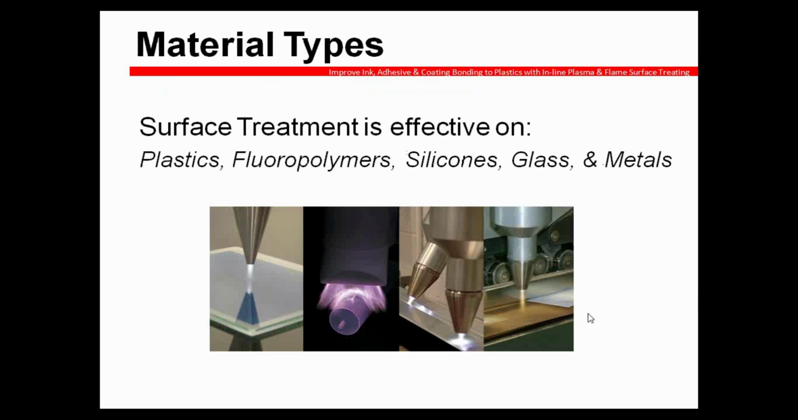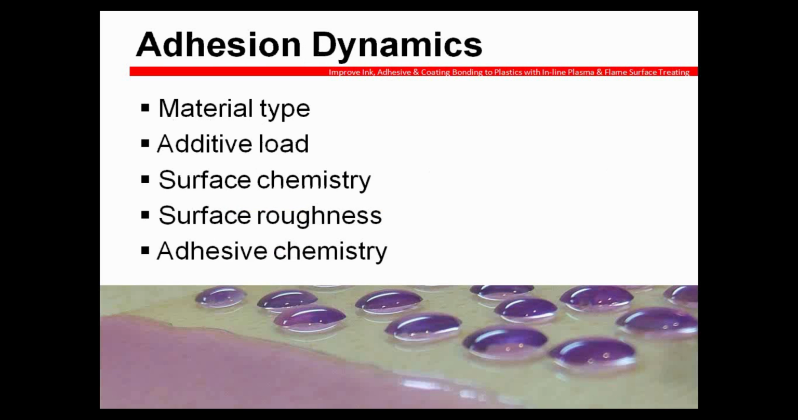So in a nutshell, materials we work with, pretty much everything out there. Plastics is a huge thing. We work with fluoropolymers, something with very low surface energy, which Ryan will be chatting about in a minute here. Silicones, glass, metals, you name it. We've even worked with organic materials. So pretty much any material out there is a candidate for surface treatment.